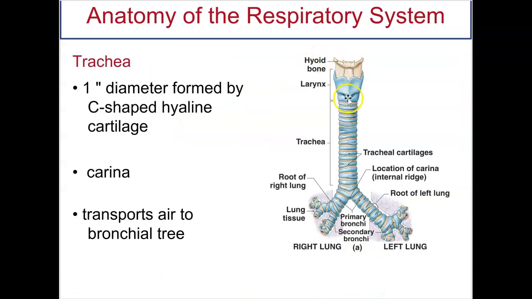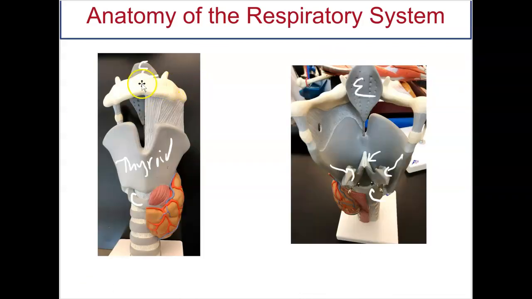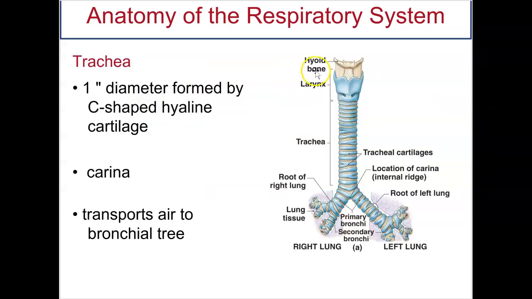Now, the air goes into the trachea. Oh, I did want to mention this bone right here. This is the hyoid bone. You can see it on the model, and you can see it here as well. Once we get from the larynx, so here's the thyroid cartilage and cricoid cartilage, we go all the way down the trachea. Now the trachea is pretty big. It has about a 1-inch diameter, and it has C-shaped hyaline cartilage. So we see the cartilage on the front of it. The cartilage does not go around the posterior side.